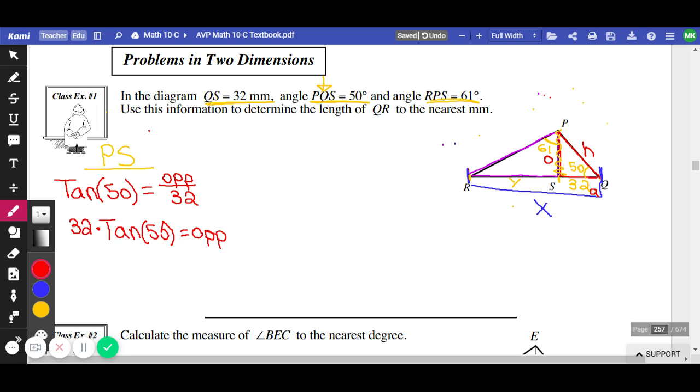I punch out my calculator. I know my batteries are low. Just keep working. I get 38.1, and it keeps going, 38.1361149.6. And you should use that whole number so you don't make any sort of rounding there. Awesome. I just figured out that from P to S is 38.1. I now know this side length.